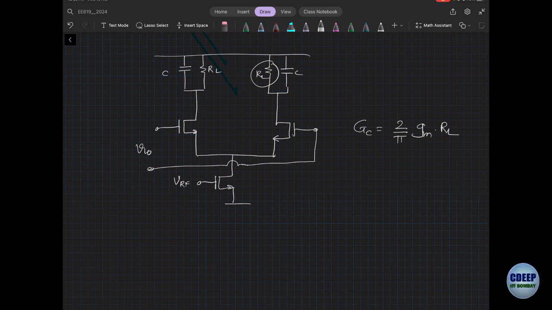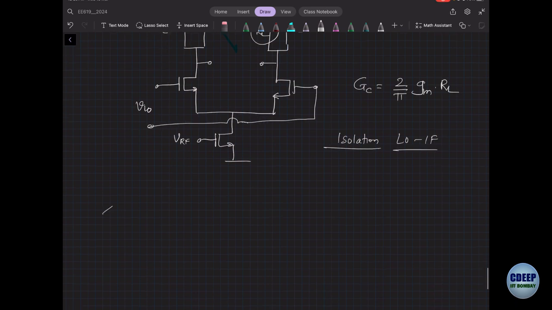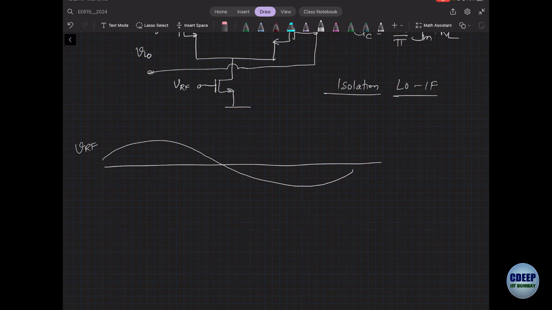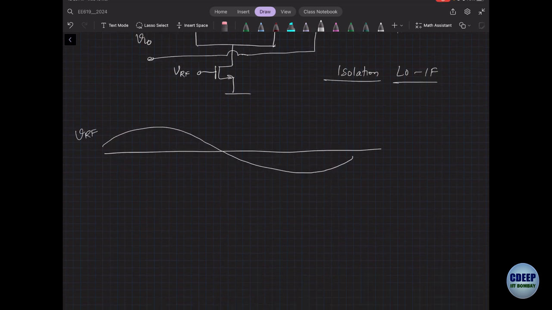Again, in this case, what is the issue that we have? Isolation from LO port to IF port. So let's look at the waveform at the output. What will happen? Let's say VRF is given like this. And our LO, I'm intentionally choosing it to be slowly varying so we can really see what's going on. And if we put an LO, and here I'm intentionally not showing it too large, something like this.